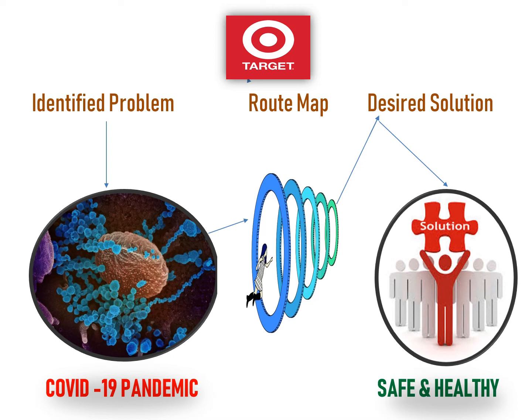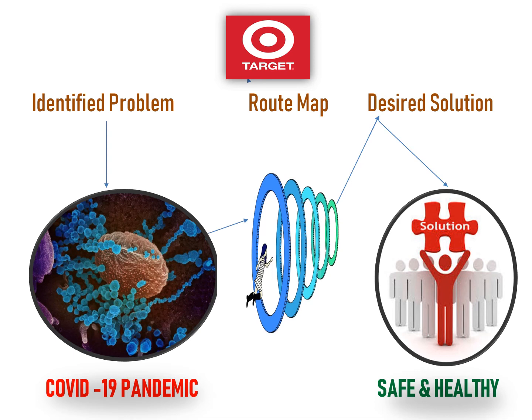Yes, now we came to know what is design thinking, and we also identified what is our problem. So now let us come to our target. So this is our identified problem, COVID-19 pandemic. Now we need to provide a solution, or we need to work toward this particular desired solution. Our desired solution is the safety and health of our human beings. So we need to get protection from this COVID-19.